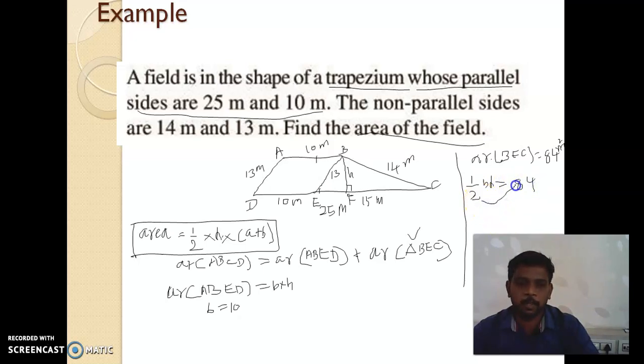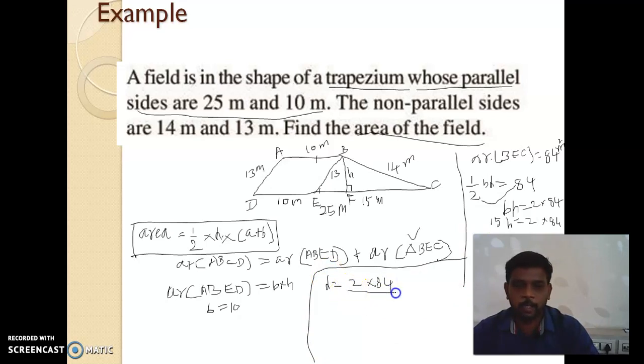Just transpose to that side, so bh equals 2 into 84. In that, the base we already know: the base of the triangle from here to here is 15 meters. So 15h equals 2 into 84, right? Let us continue here. So height equals 2 into 84 divided by 15. Now simplify this.